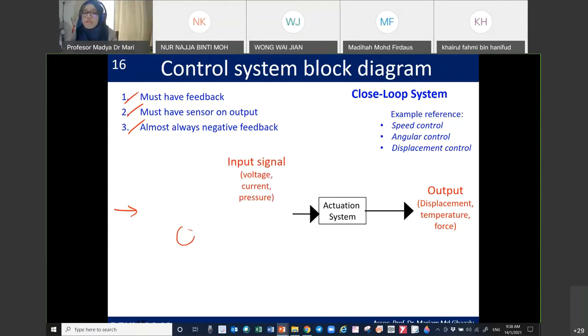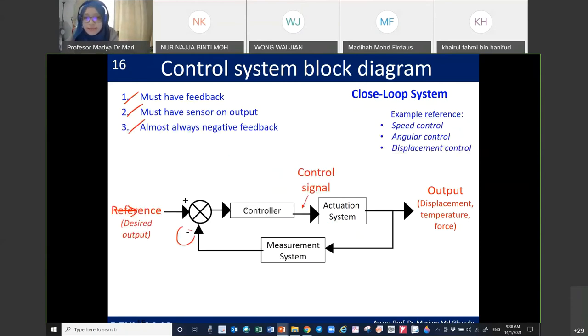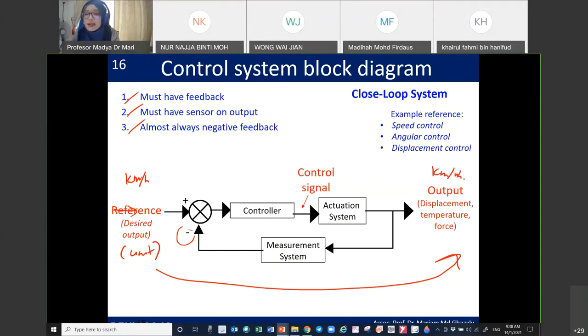So this is the simple block diagram of a control system, showing how you convert from open loop just now to closed loop. And remember, when I add the controller here and you have the reference value, the unit of the reference is the same as the unit of the output. Meaning if you set the reference in kilometer per hour, the output also needs to be in kilometer per hour.